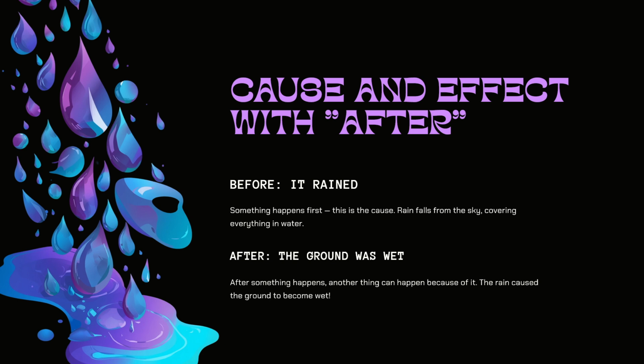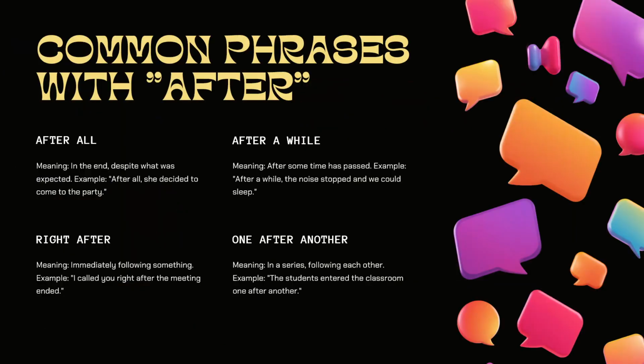Sometimes, after shows position. If we say, the car is after the bus, it means the car is behind the bus in line. After can also describe actions. For example, she smiled after hearing the news. The smile happened later, showing a result or reaction.